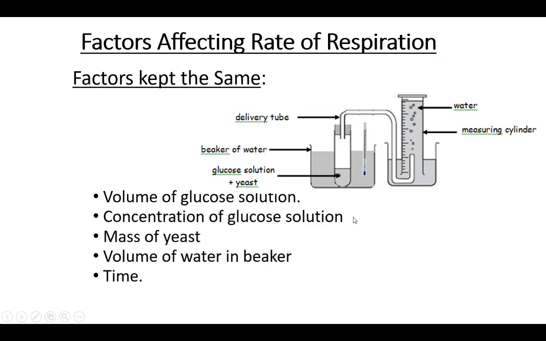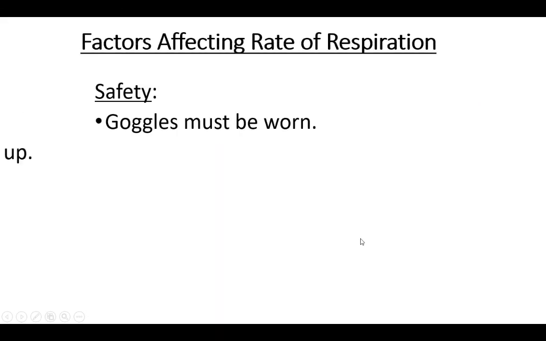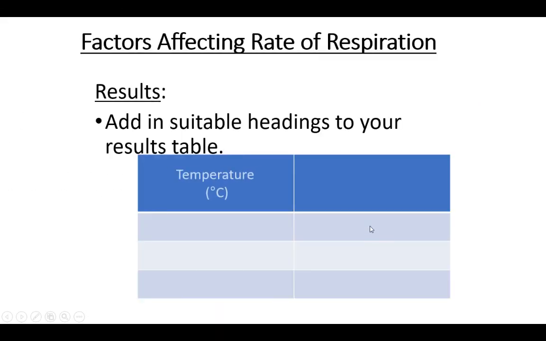These are the kinds of things, if we think about what are called dependent and independent variables, you should always try and control everything else in an experiment. So if you're changing the concentration of glucose, you have to keep everything else the same: the temperature, the time, the mass, all these kind of things. And you got to be safe.